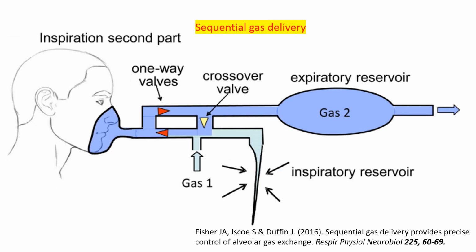As inspiration continues, the inspiratory reservoir is emptied, and gas 2 is inspired from the expiratory reservoir via the crossover valve. Now this gas has already been used for gas exchange with the blood in the previous breath and is therefore neutral with respect to controlling arterial blood gases.